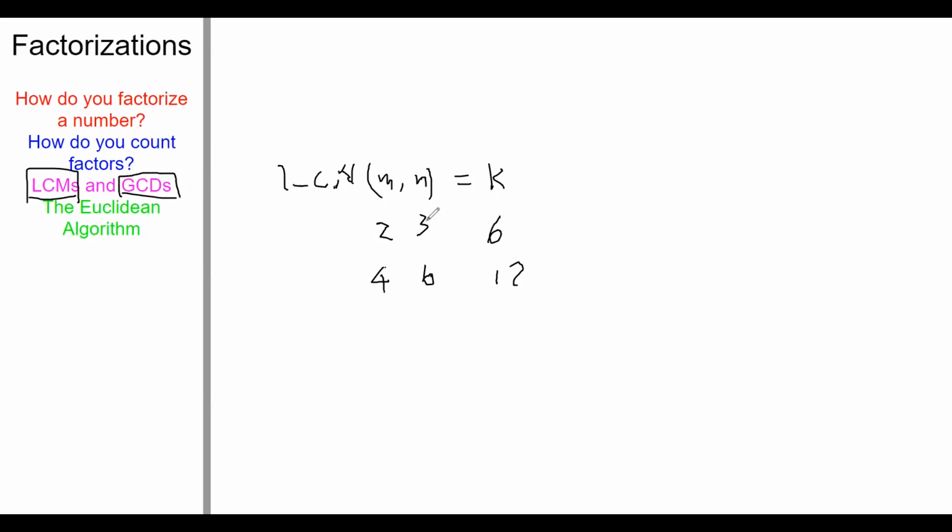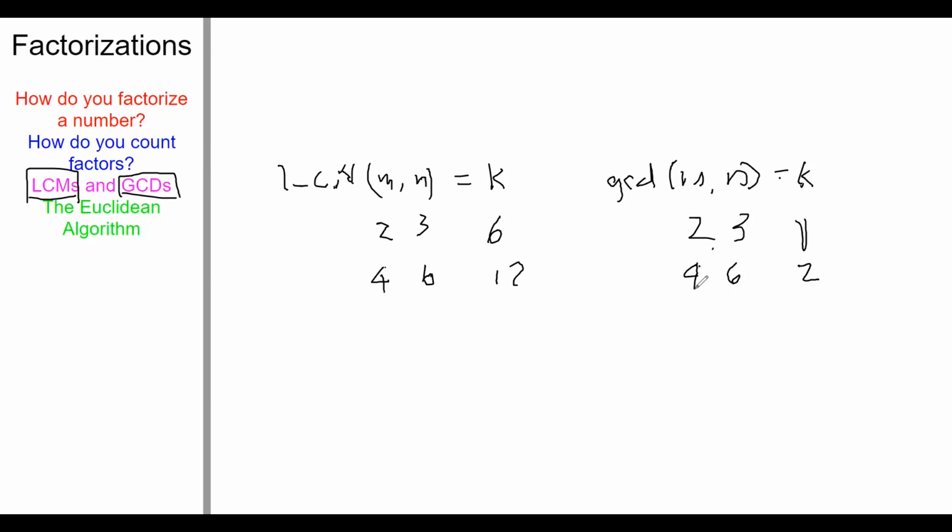And a GCD would be the greatest number that divides both of these. So if we have our examples again of 2 and 3, then the GCD is just 1, because these numbers are something called relatively prime, meaning that they have no common divisors other than 1. And if you have 4 and 6, then the GCD would be 2, because 2 is the greatest number that divides both 4 and 6, right?